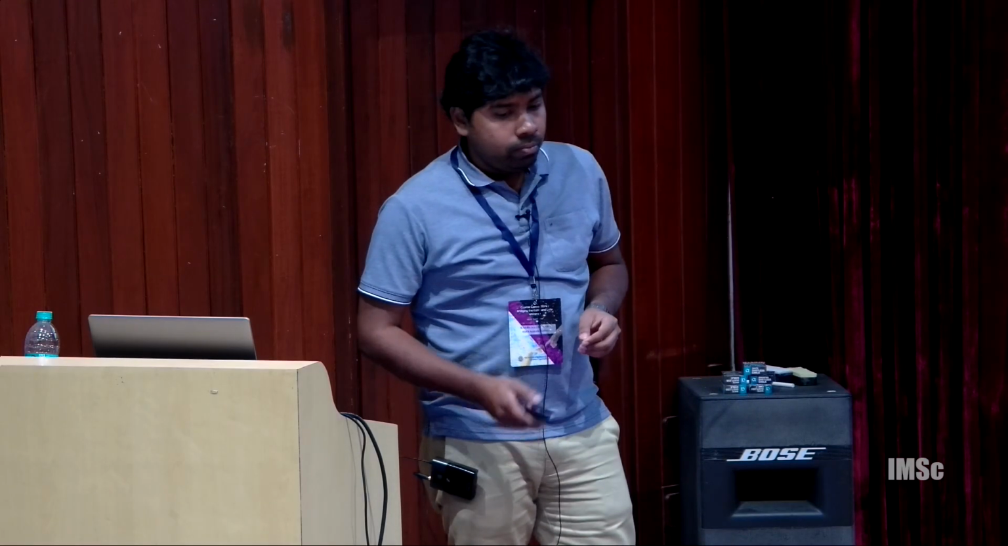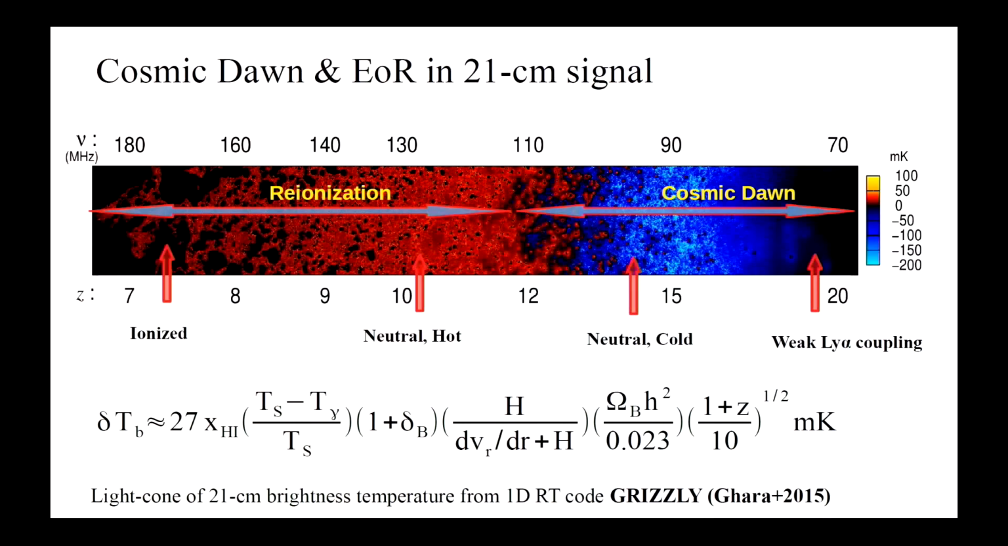What I wanted to discuss is the present status of the 21 centimeter signal observations and what we have learned so far. I will skip the basic introduction of this probe because that was already discussed yesterday, and we'll directly start with this light cone of differential brightness temperature.